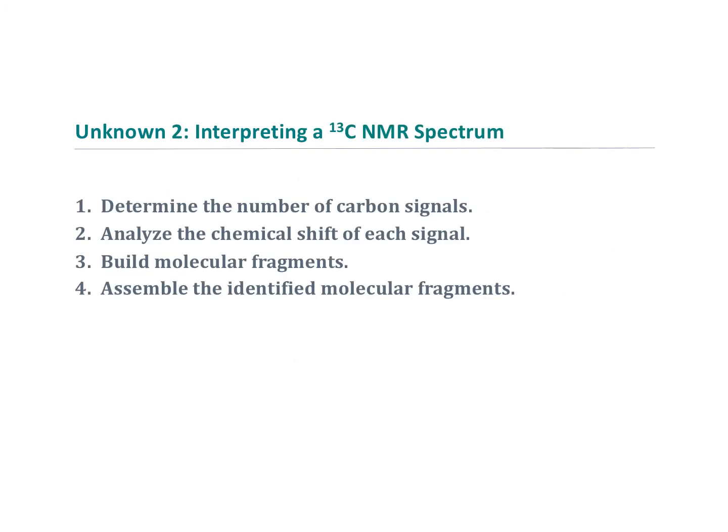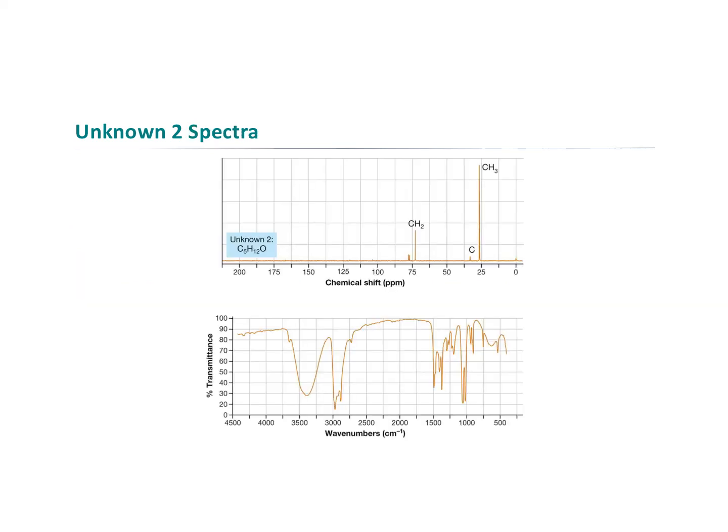So the next one is we're going to do a carbon-13. With this carbon-13, we are also going to have some additional information. So we're going to determine the number of carbon signals. We're going to look at the shifts, and then we're going to build molecular fragments just like we did before. Now, here are some beautiful things. We have an IR spectra with this. We've also been given the DEPT spectroscopy, which indicates the type of carbon generated by each signal, right?